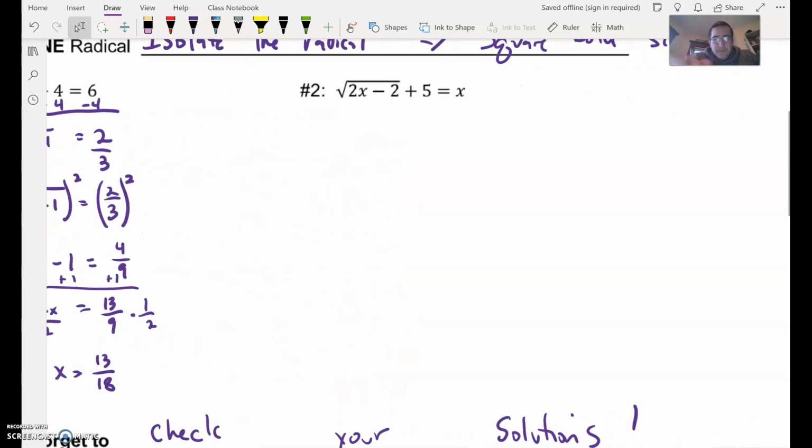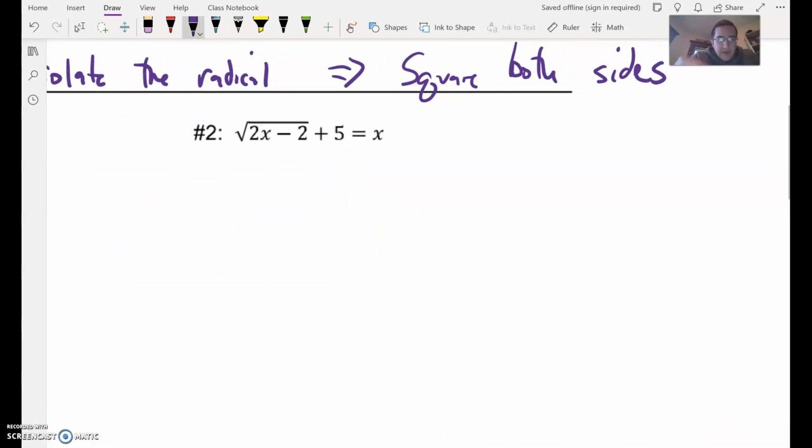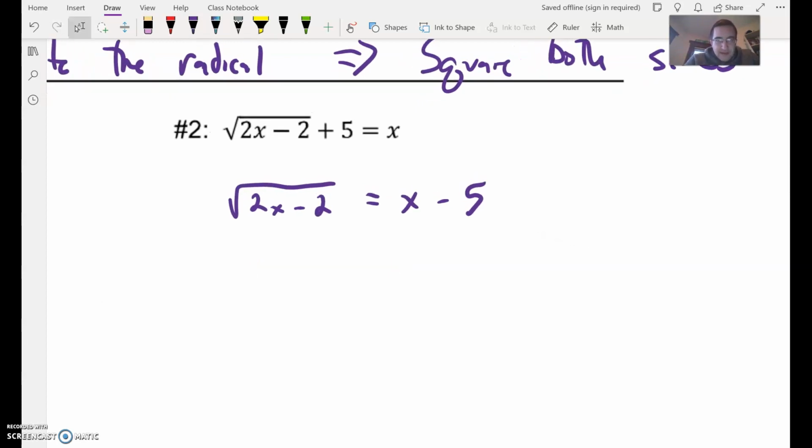Okay, second one. Still one radical, but check us out. We have to do a little more. We have to isolate the radical, so move that 5 over. Here's what's different about this one: there's an x here and an x here. We can't worry about that. We just have to know the algebra is going to be a little more advanced, but no worries. We still isolate, check. Now we square both sides.